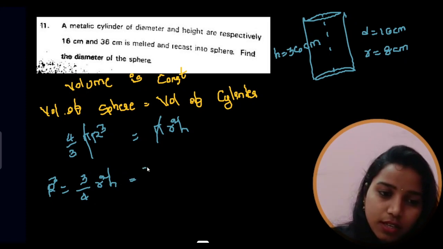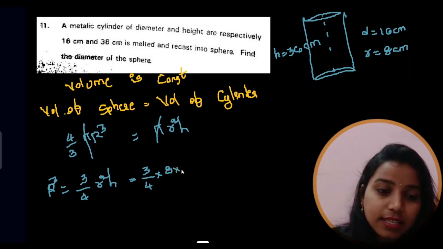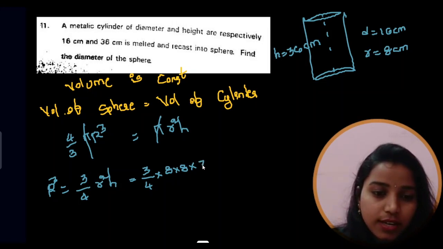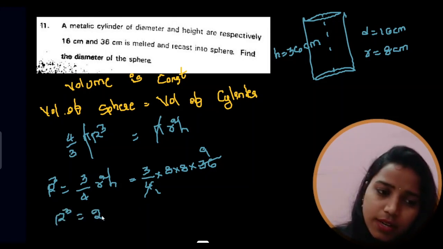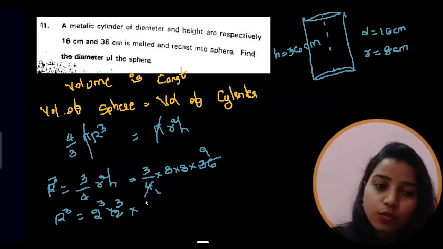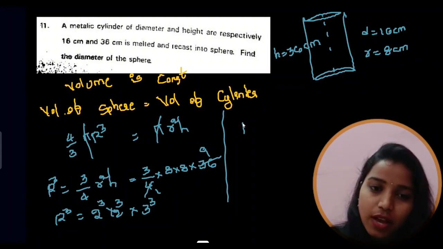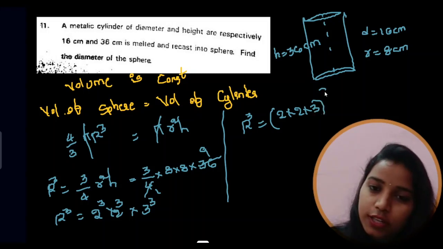Now substitute the values here. 3 by 4 into what is r square? R square is nothing but 8 into 8, and h is 36, right? So 36, 4 ones are 4, 4 nines are 36. Here I can write R cube as 8 can be written as 2 cube, and 8 again 2 cube, and 36 as 4 into 9, so 3 into 3 square. So I can write 3 cube, right? That means I have written all the terms in cubes. So R cube is equal to 2 into 3 whole cube.